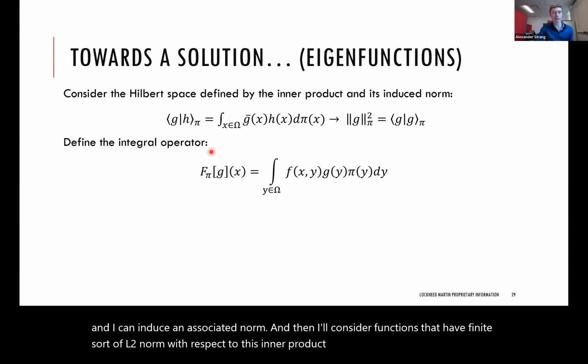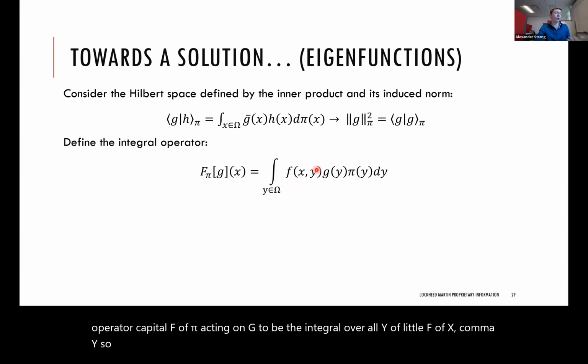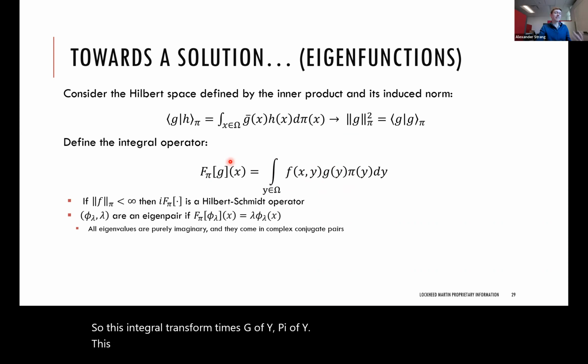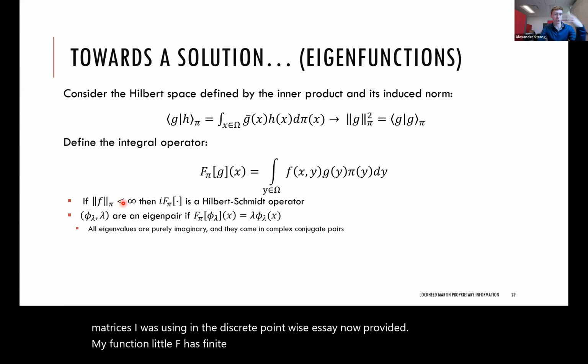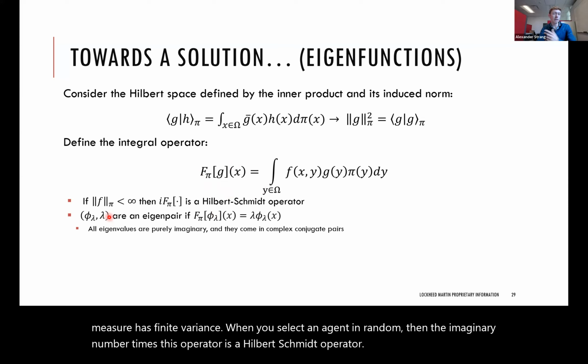I can then define an integral operator, capital F of pi acting on g, to be the integral over all y of little f of x comma y. So I'm thinking of little f like a kernel for this integral transform, times g of y, pi of y. This integral operator is the analogy in the functional setting to the performance matrices I was using in the discrete pointwise setting. Now, provided my function little f has finite norm, so is square integrable with respect to the measure, has finite variance when you select an agent at random, then the imaginary number times this operator is a Hilbert-Schmidt operator, which means it admits eigenfunctions.